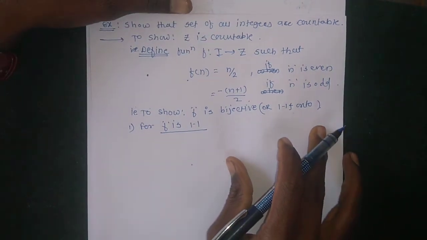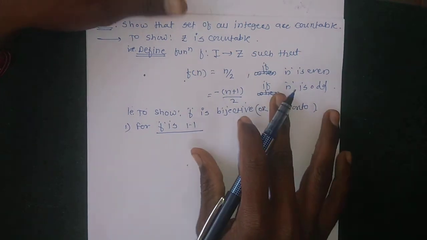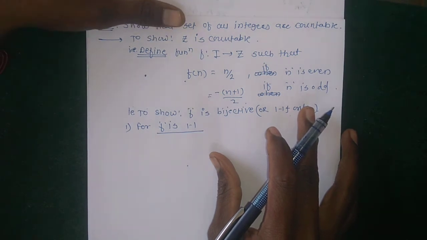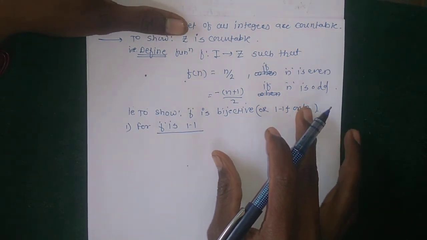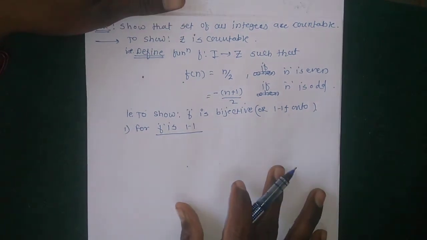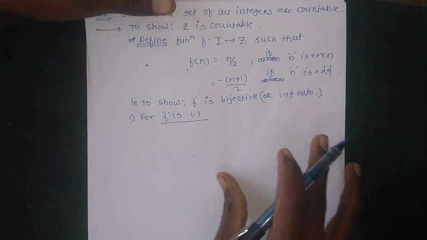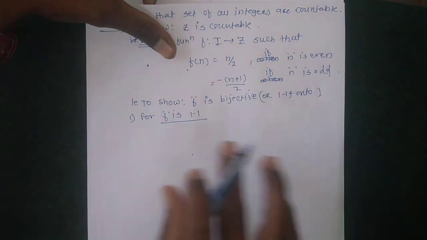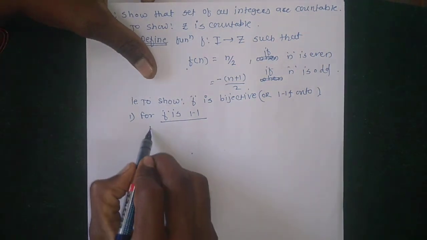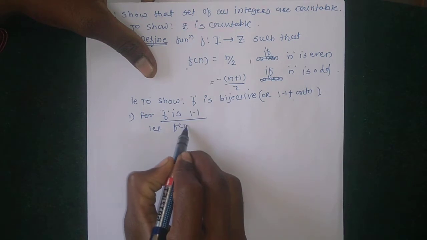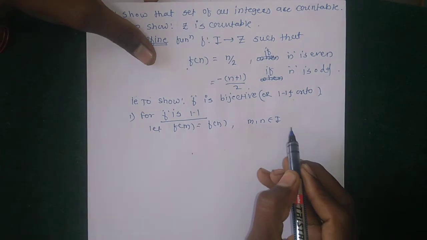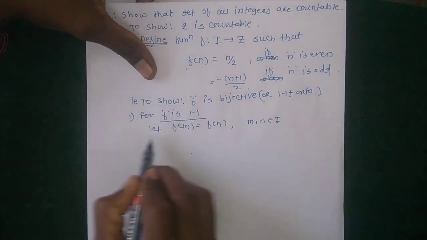Here, what is the definition of a one-one function? If images of two elements are the same, then those elements are also the same. And if elements are not the same, then their images are also not the same. So using both definitions, let us try to show f is one-one. So let f of m be equal to f of n, where m and n belong to the set of all positive integers I.